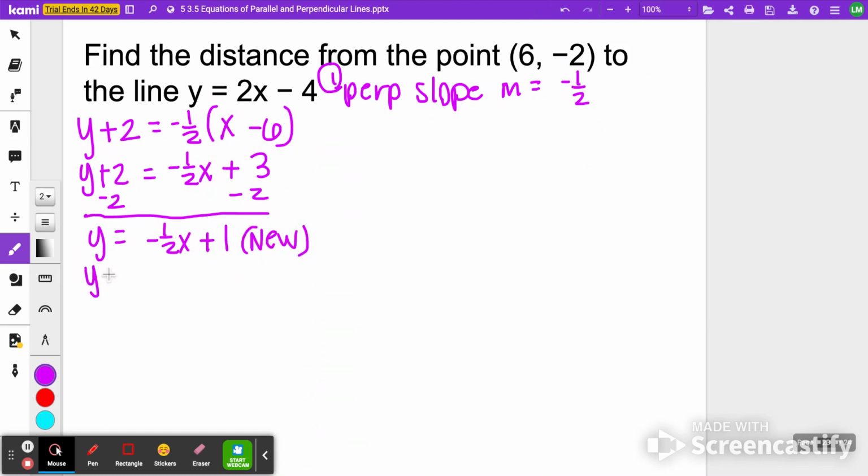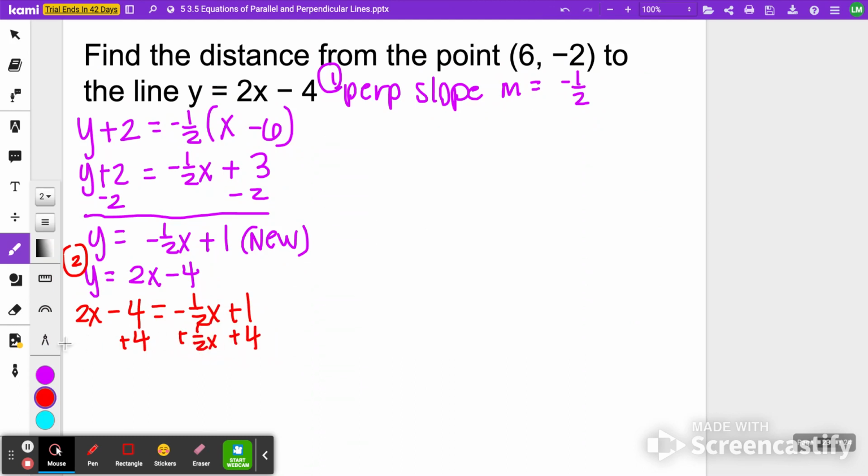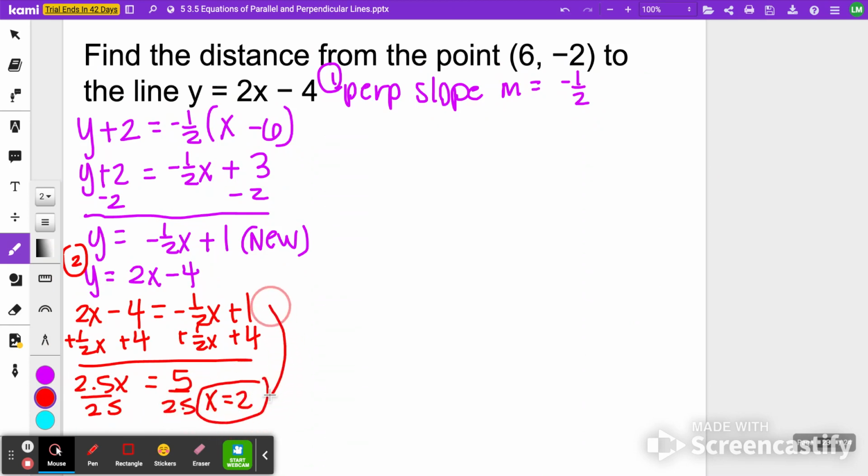Now I'm going to take my original equation, 2x minus 4, and this is going to start my step 2. Set them equal to one another to find my x value. 2x minus 4 is equal to -1/2 x plus 1. I'm going to add 4 to both sides and add 1/2 x to the other side. Okay, I'm going to get 2.5x equals 5. Dividing both sides by 2.5, x is equal to 2. So that's my point that I'm going to plug into my original problem to get my y coordinate.